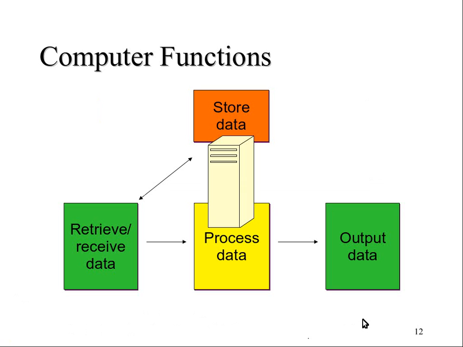What are the functions of a computer? Well, for something to be a computer, it has to do 4 things. It has to be able to store data. It has to be able to retrieve or receive data. It has to be able to process data. And it has to be able to output data. First of all, storing data.